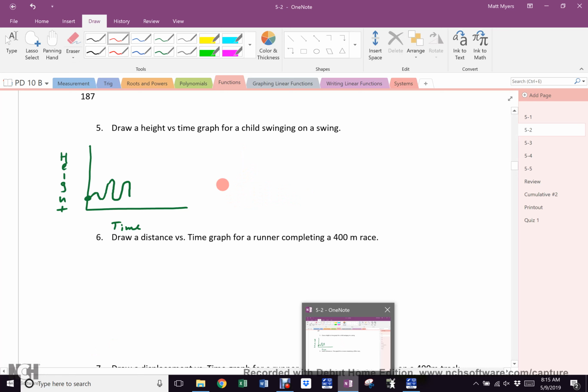Because what does a graph do? Draw what is happening or represent data? It represents data. Excellently done.